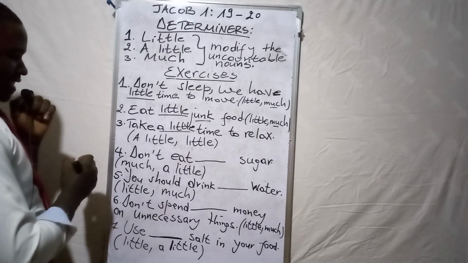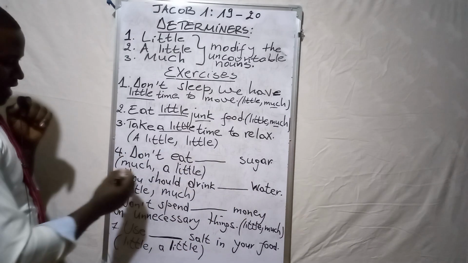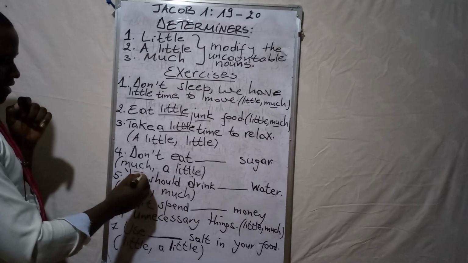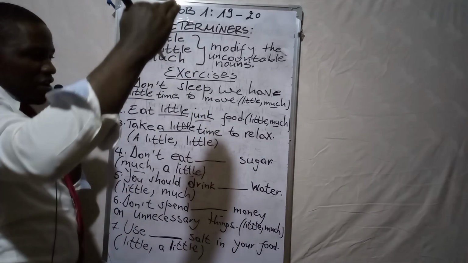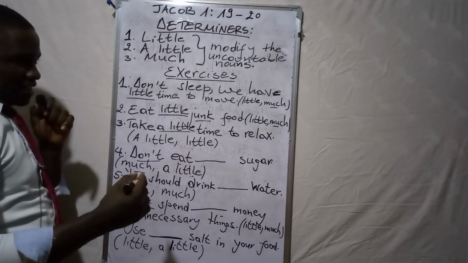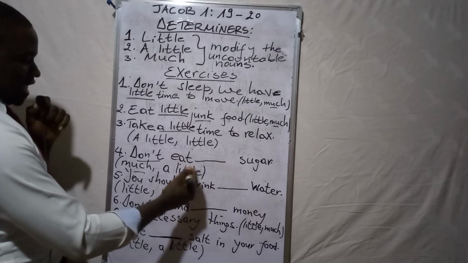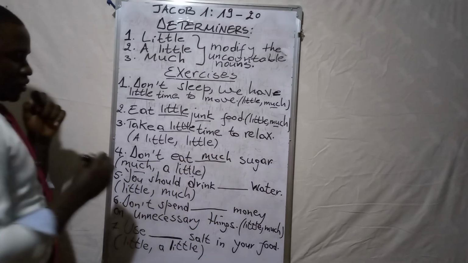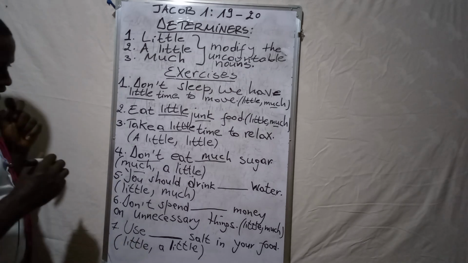Don't eat blank sugar. Is it a little? Is it much? When sugar is at a higher level, that's dangerous, and you see the sentence is advising. So I can say, don't eat much sugar. Don't eat much sugar, right? So let's see the next.